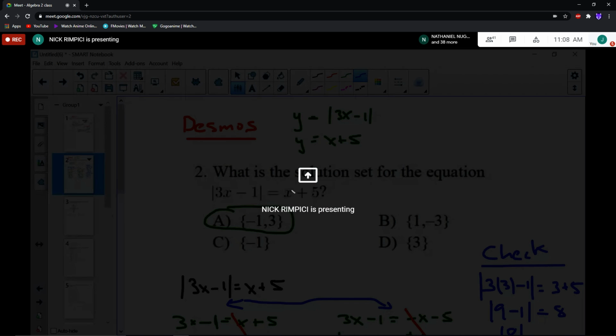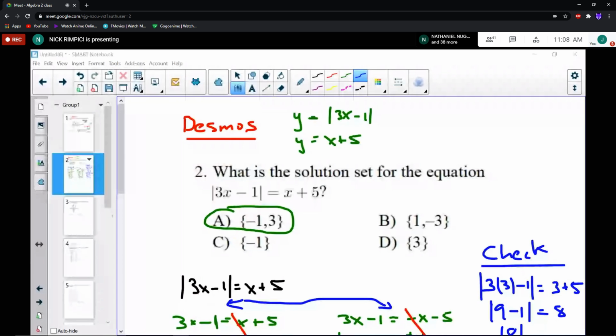Okay, let me attach it. Oops. All right, it's loading up. Okay.